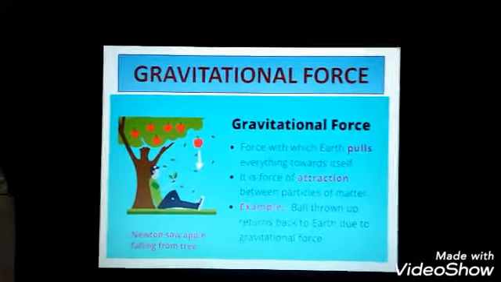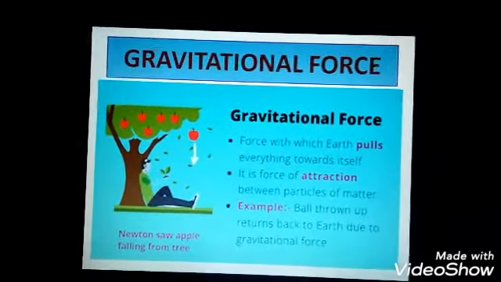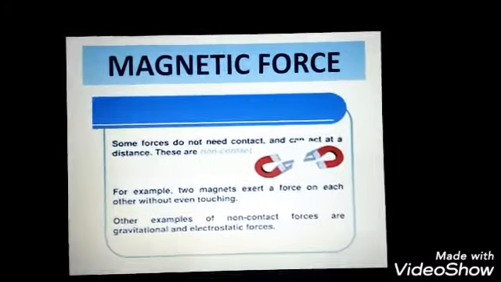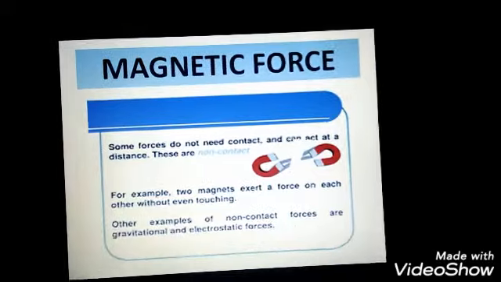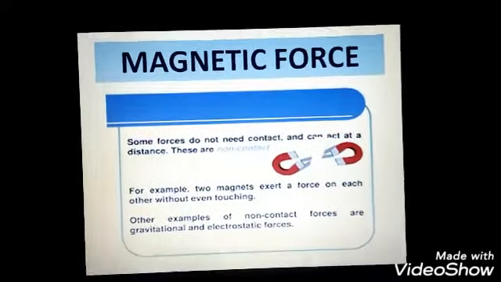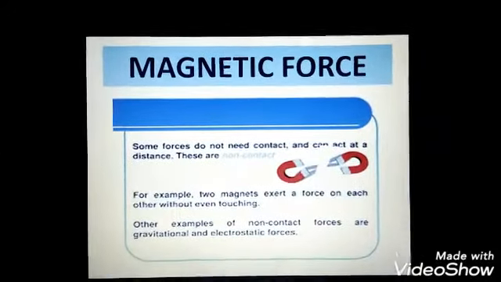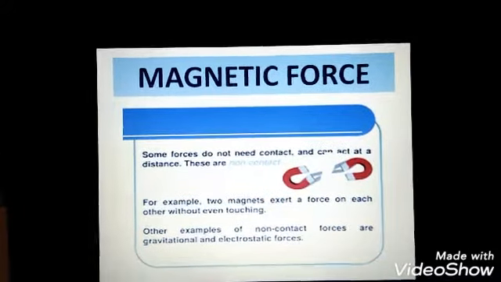Got it? Now, second type of non-contact force is the magnetic force. If you keep two magnets at a distance, even then they can push or pull each other. How can they push and pull each other? It is because the like poles of a magnet repel each other and the unlike poles attract each other.